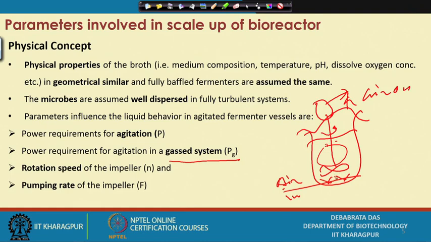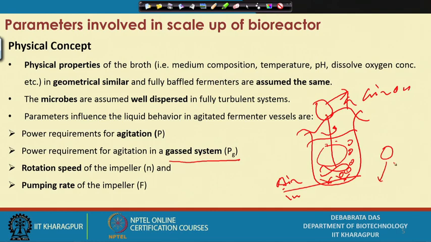The rotational speed of the stirrer also plays a very important role, because as the bubble is going out, if you increase the rotational speed, then one bubble will disintegrate into smaller bubbles. These are all smaller bubbles, and more smaller bubbles means more surface area. So if the surface area increases, what will happen? There will be more mass transfer.